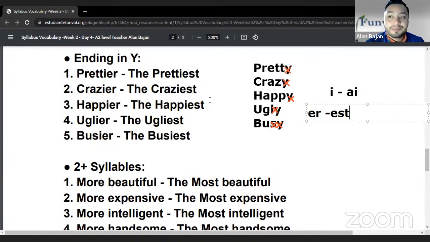Prettier, the prettiest. Crazier, the craziest. Happier, the happiest. Uglier, the ugliest. Busy, busier, the busiest.